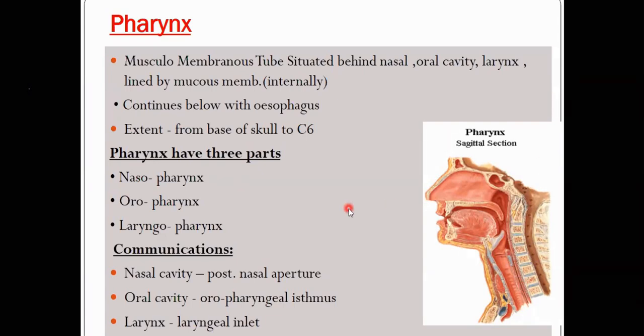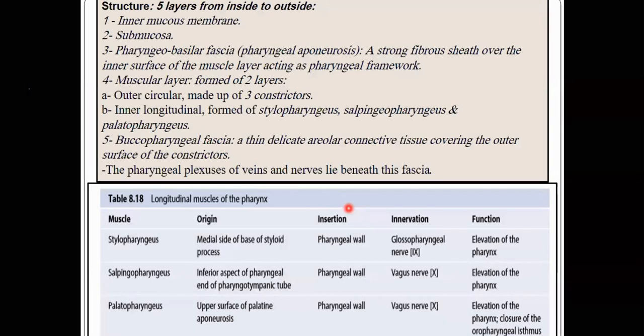Okay, let's move down. There are layers in this, from inside to outside. Inner mucous membrane, which is surrounding the pharynx. Then we have submucosa. Then there is the pharyngobasilar fascia. This is a strong fibrous sheath over the inner surface of the muscle layers, acting as a pharyngeal framework which holds these muscles.